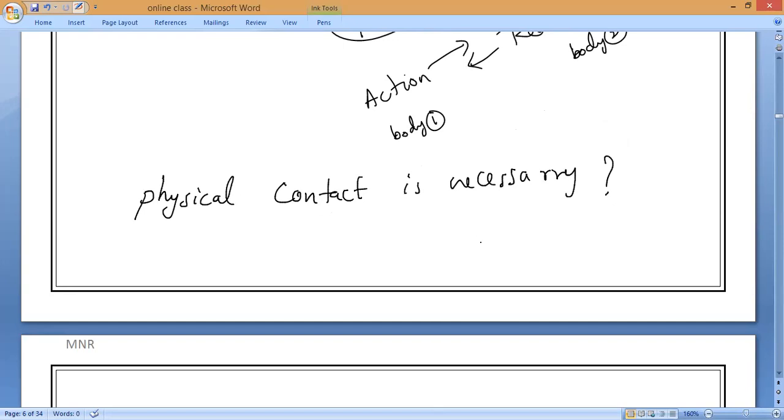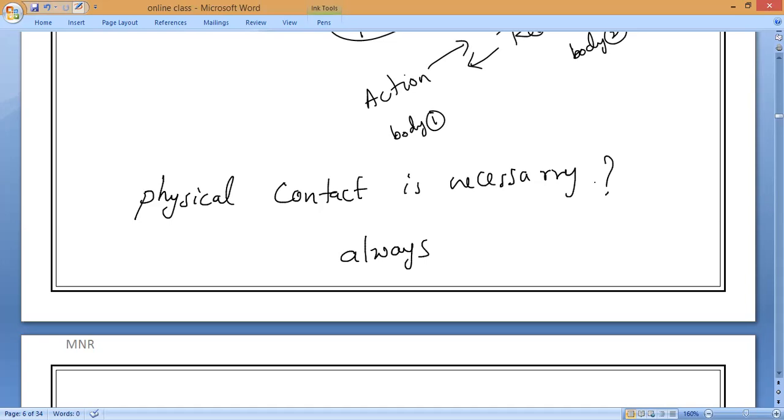For example, I want to hit the wall. Is it possible to hit the wall without contacting the wall? Anyone? No. Understand? Suppose I want to burst a balloon. Is it possible to burst the balloon without touching it? We can throw items, sir. Yes. So in most cases physical contact is necessary, but physical contact is not necessary in all cases.